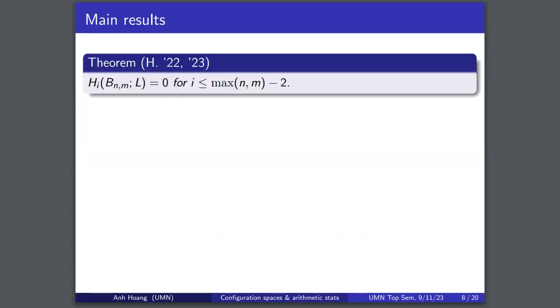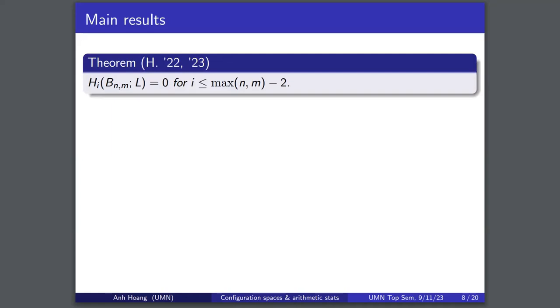So what we prove is that the ith homology of the Bn with this coefficient vanishes for all i less than or equal to max(n, m) minus 2. This was proven when one of them is 1, if you remember from my talk last year. If one of them is 1, then we prove that, as I talked about last year, and the new thing this year is that we got it for n and m in general.